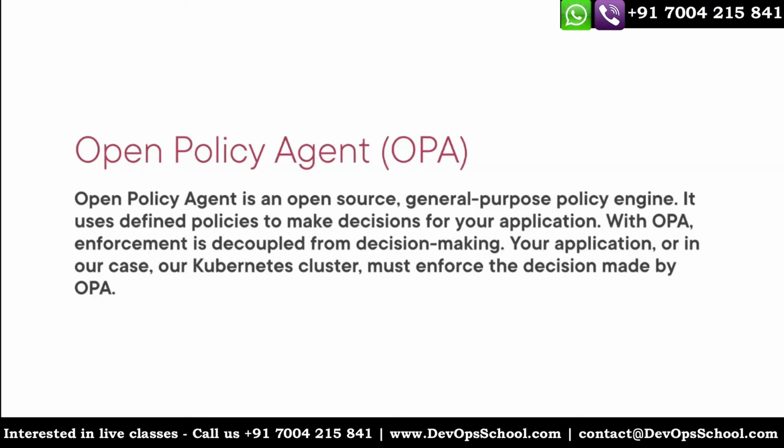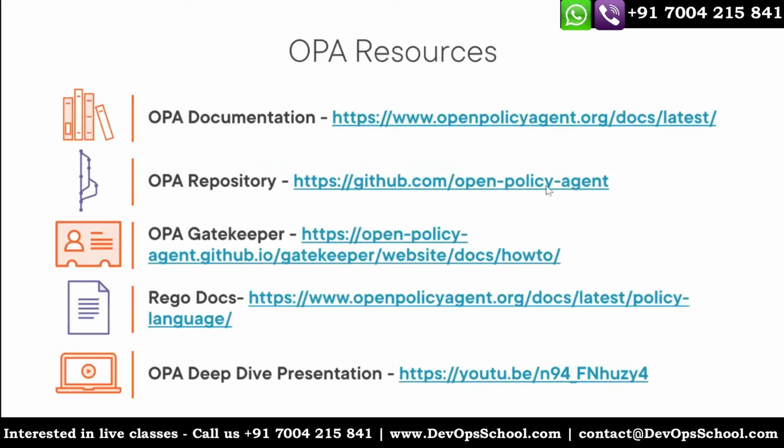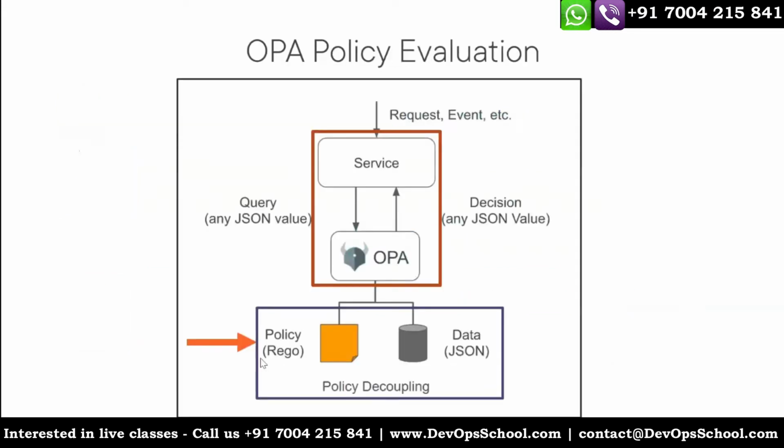With OPA, enforcement is decoupled from the decision making. Your application, or in our case, our Kubernetes cluster, must enforce the decision made by OPA. How can you install it? Installation will be done by Helm. There are multiple documentations; it's another product, and again you can check it out here. Now look at how it works.